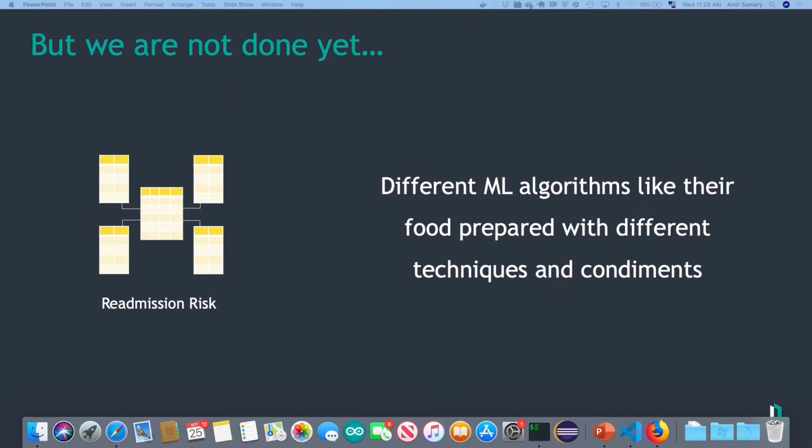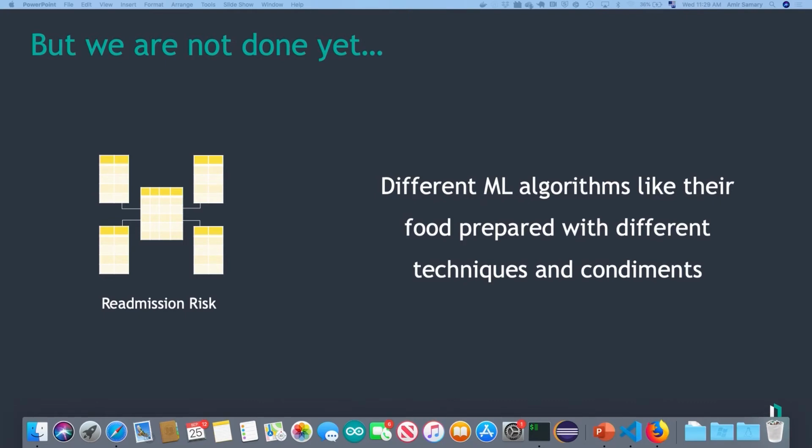There is more, depending on the algorithm you're using. Machine learning looks like this magical thing, but you have many algorithms. You have linear regression, you have all sorts of decision trees, you have neural networks, I would say 20 or 30, I can't say, but it's a lot. Many variations of algorithms. And algorithms like their food with different condiments. What is their food? Data. And they like data prepared with different condiments.